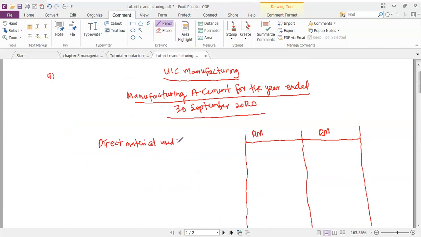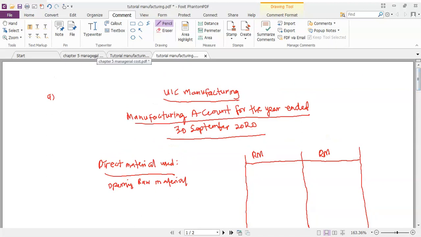I hope that you will follow me to prepare this manufacturing account. This is the way how we will prepare the manufacturing account. So you should put opening inventory first. Opening raw material. How much is the opening raw material? That is 12,000, right?